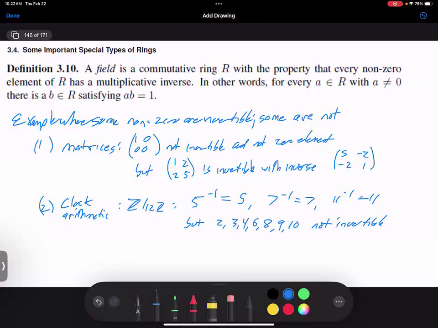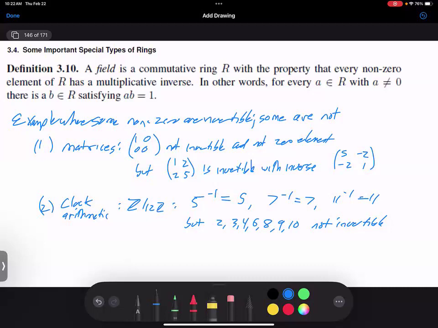So it may be the situation that, okay, my ring is too large. I have some elements that are not invertible. Let me restrict to the elements that are invertible. Is that a ring? So here, I'd be looking at Z mod 12Z, but only look at the elements that are invertible, 1, 5, 7, 11.